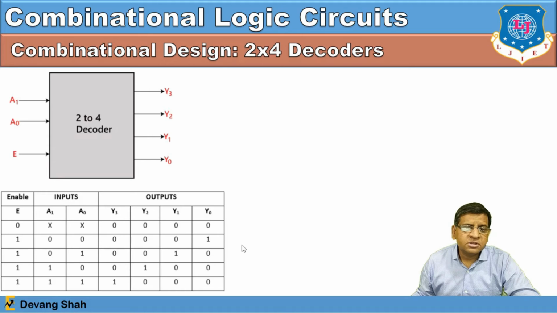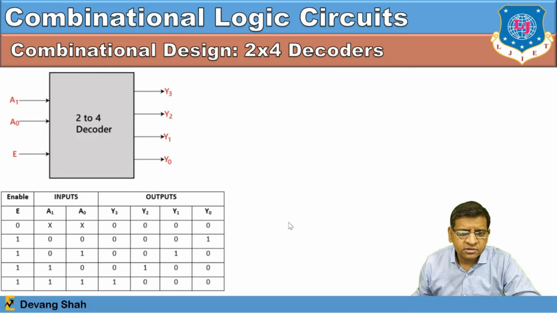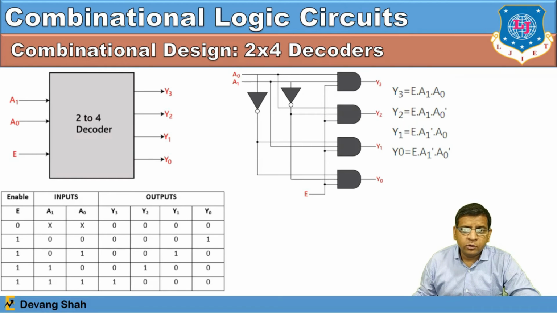So this is very much interesting where you have decoded from n number of bits to 2 raised to n number of bits, right? In that particular design, you can have Y0 as E into A0 dash into A1 dash. If you are not going to consider the enable pin, then Y0 becomes A1 dash into A0 dash, Y1 becomes A1 dash into A0, Y2 becomes A1 into A0 dash, and Y3 is nothing but A1 into A0.